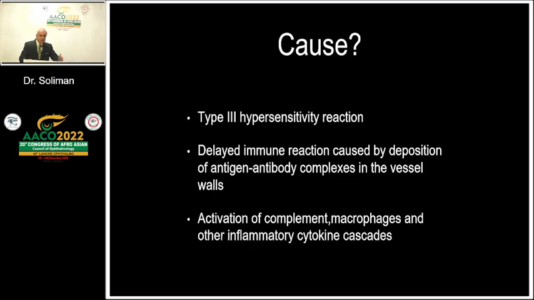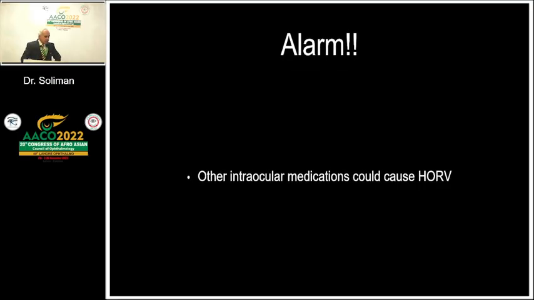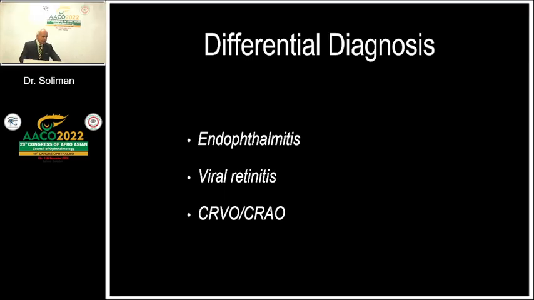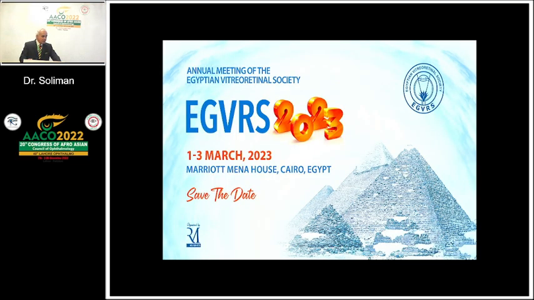So what is the cause? It's a type 3 hypersensitivity reaction with immune complex deposition in the vessels. The problem in those cases is that they used the vancomycin even in the other eye because they did not know. So alarm, be careful with the use of intraocular antibiotics. The differential diagnosis of this is endophthalmitis, retinitis, and central retinal artery occlusion.